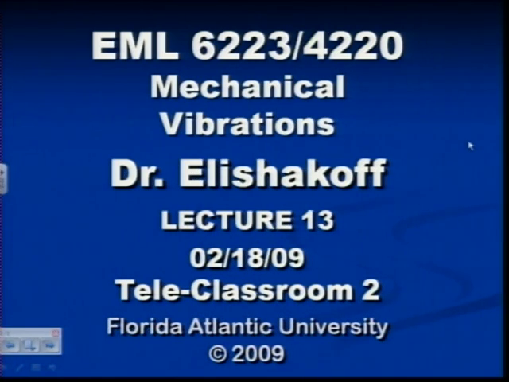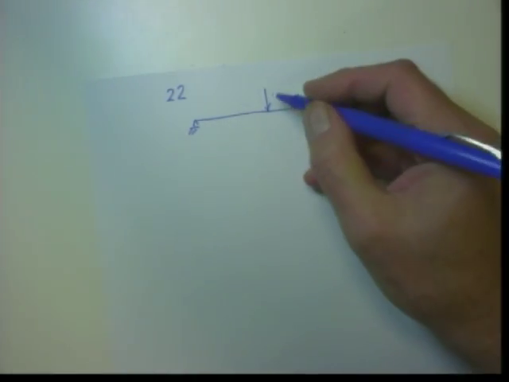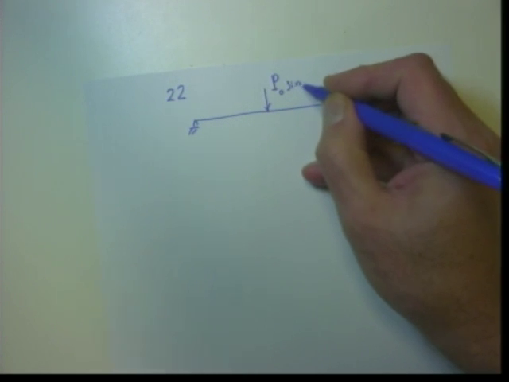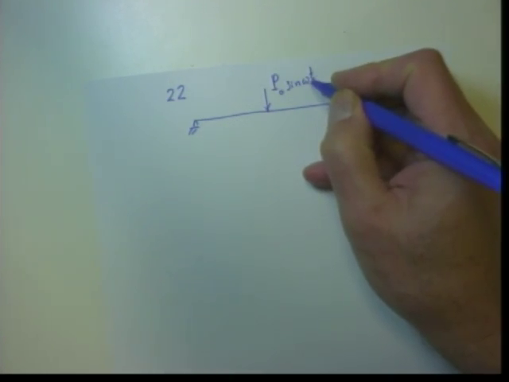I think we deal with topic 22. And this topic deals with a beam that is simply supported at both ends, and there is this P sub 0 sine omega t. So that is an excitation.